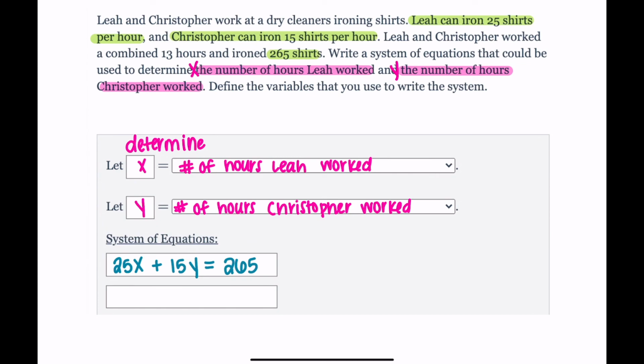Then we have a second equation that can come from this simple little sentence that says Leah and Christopher worked a combined 13 hours. So that alone is a really simple equation that just tells us their number of hours, when you add them together, was 13. So Leah's hours plus Christopher's hours was a total of 13.